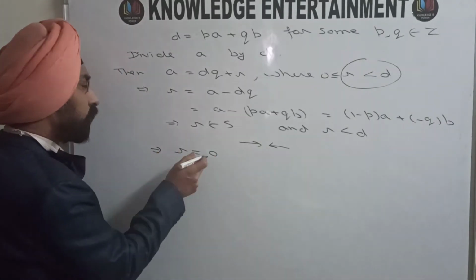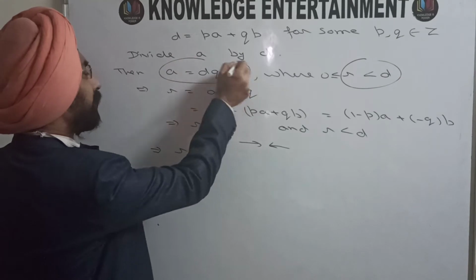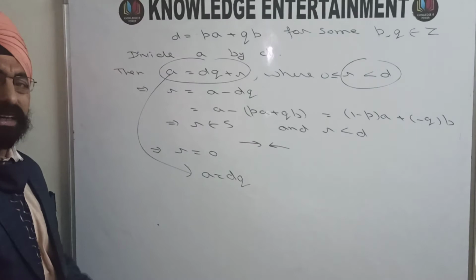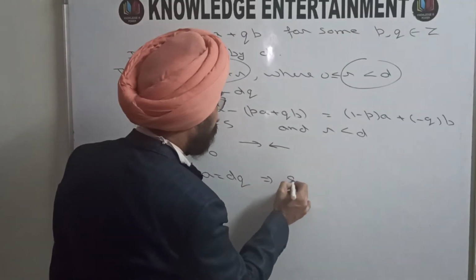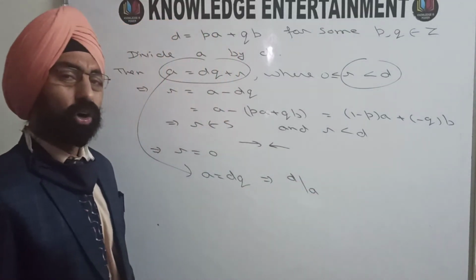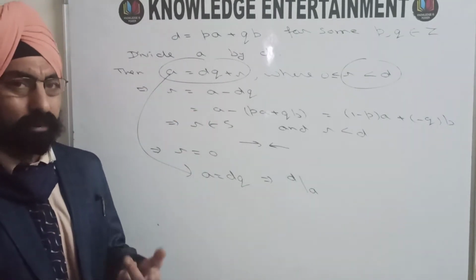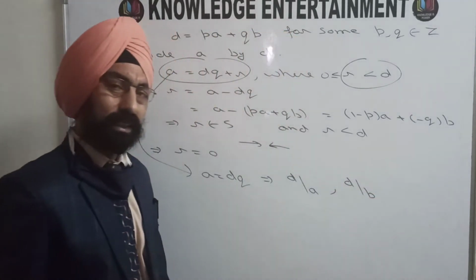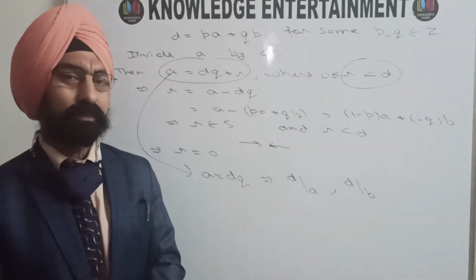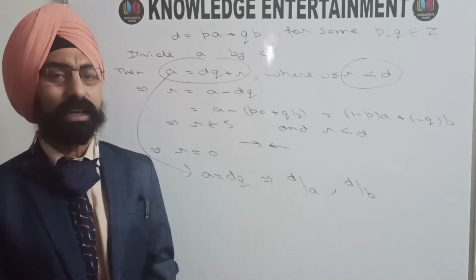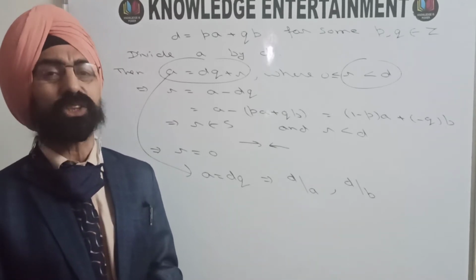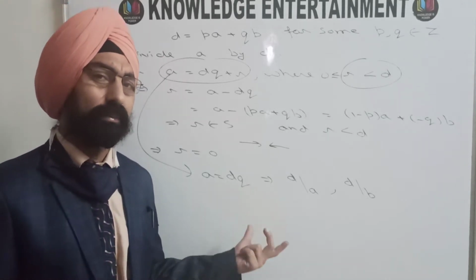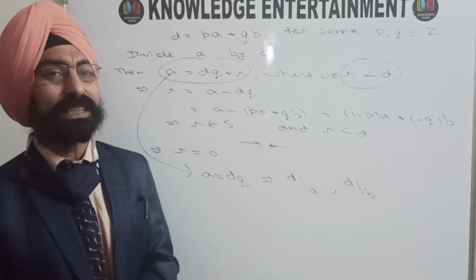So R equal to 0 means A is equal to DQ, and this means D divides A. In the same fashion, we can show that D also divides B. So D divides A and D divides B, and D is a common divisor of A and B. But we have to show that D is the greatest common divisor. For that, we have to show that if D dash is some other common divisor of A and B, then D dash divides D also.